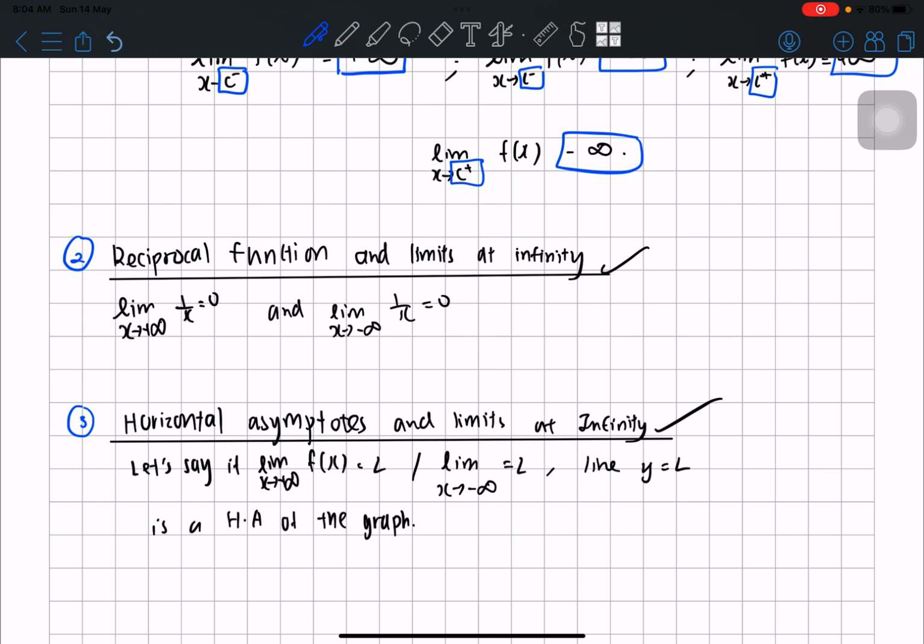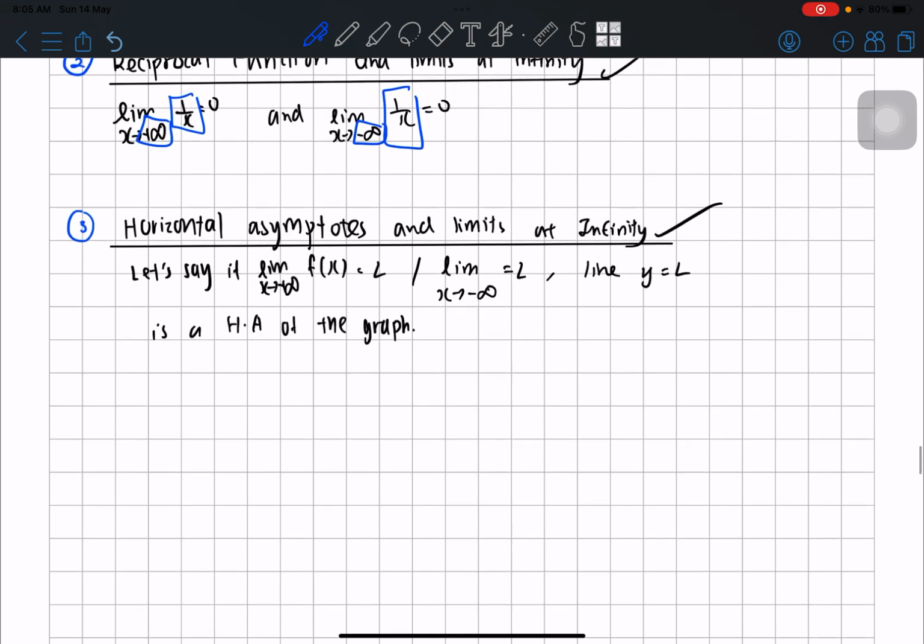And then we have the reciprocal function and limits at infinity. As you can see, the limit as x tends to positive infinity of 1 over x would be 0, and the same goes for negative infinity. And of course, there are the horizontal asymptotes and limits at infinity. Let's say if the limit as x tends to positive infinity of f(x) equals L, or the limit as x tends to negative infinity equals L, then the line y equals L is a horizontal asymptote of the graph.